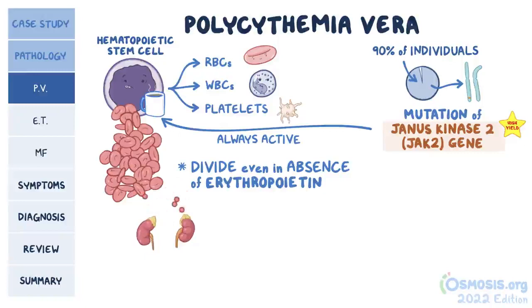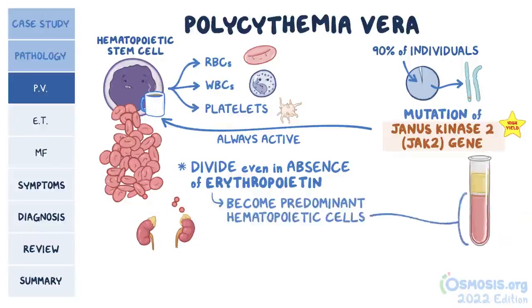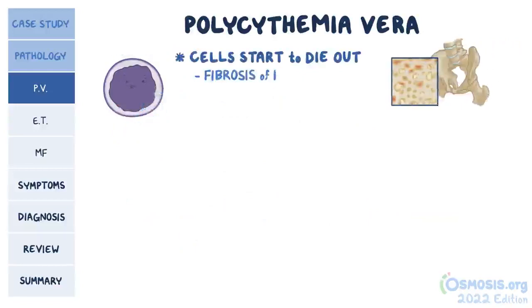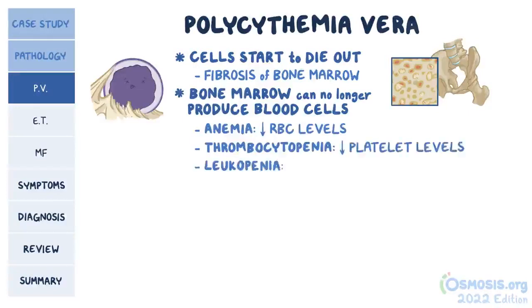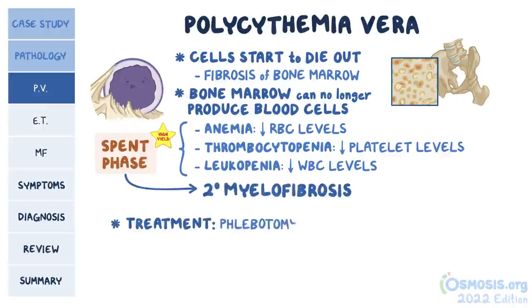However, as the mutated cells proliferate, they rapidly become the predominant hematopoietic cells in the bone marrow, and this will keep increasing red blood cell levels. In time, these cells start to die out and lead to fibrosis of the bone marrow. At that point, the bone marrow can no longer produce blood cells, leading to anemia or low red blood cell levels, thrombocytopenia or low platelet levels, and leukopenia or low white blood cell levels. This is known as the spent phase. And once the disease is in the spent phase, it's really a different disease altogether. At that point, it's secondary myelofibrosis. The treatment of polycythemia vera includes phlebotomy, hydroxyurea, or a JAK inhibitor, like ruxolitinib.